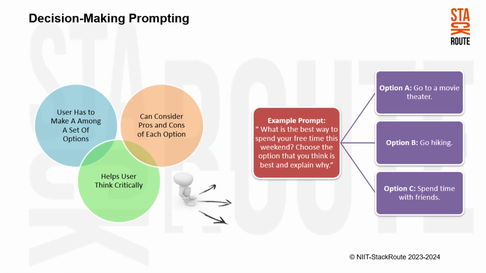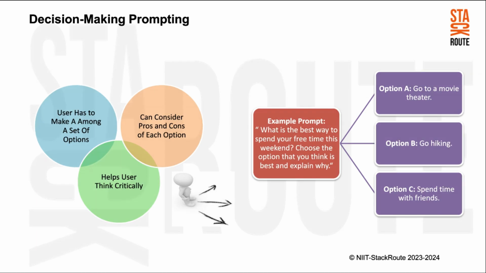Now let's discuss another type of prompting, which is decision making prompting. A decision making prompt is a type of prompt that asks the user to make a choice or a decision among a set of options. It is designed to help the user think critically and consider the pros and cons of each option before making a decision. The AI model can then provide feedback or additional information based on the user's choice.